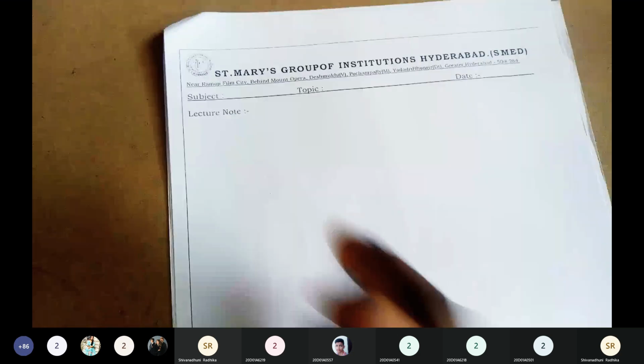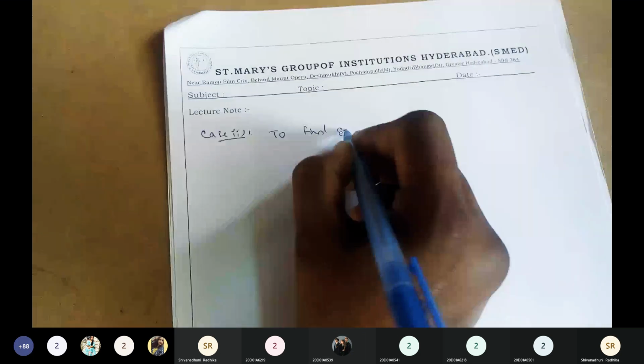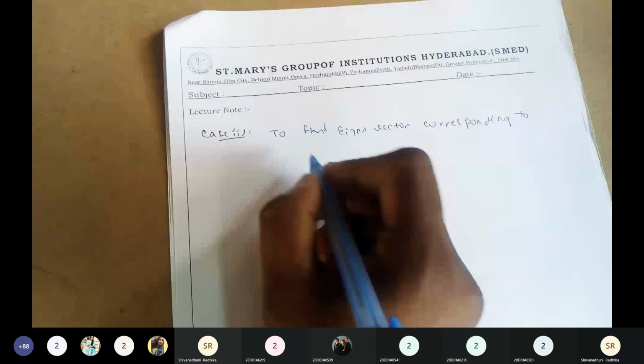Now the case 2. So what is the case 2 here? To find the eigenvector corresponding to lambda equals 2. Then the matrix notation A minus lambda I into x equals 0 here.